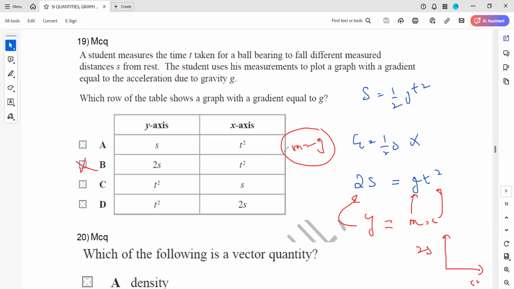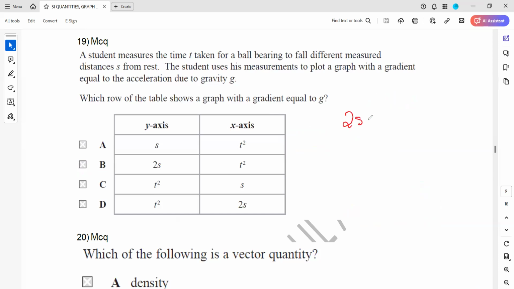There is a difference if you change the axis. You have this equation, 2s is equal to gt square. So you're comparing with the equation of a straight line, y is equal to mx. So on the y-axis, if we have 2s, and on the x-axis, if I have t square, in that case only the gradient will be equal to g.